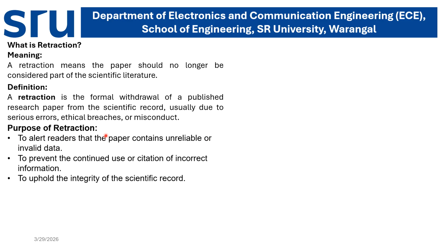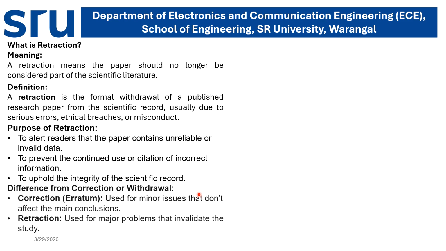Purpose of retraction: to alert readers that the paper contains unreliable or invalid data, to prevent the continuous use or citation of incorrect information, and to uphold the integrity of the scientific record.